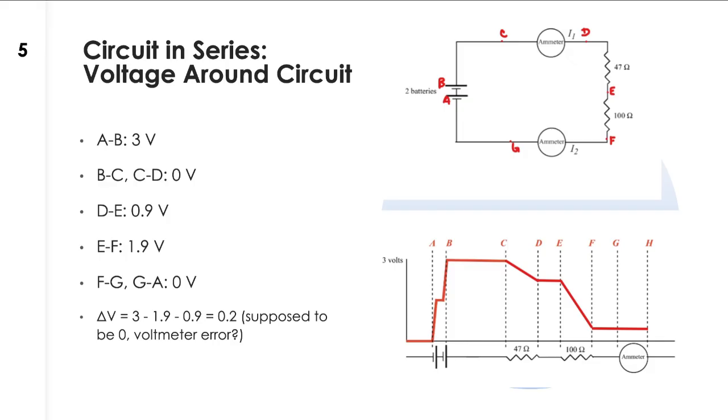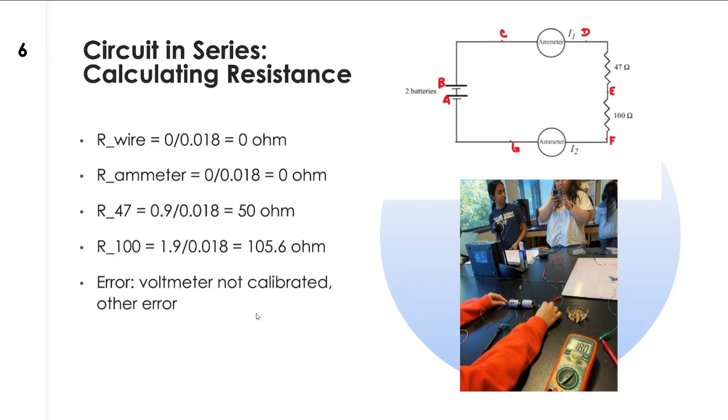When summing the total voltage difference across the loop, it was supposed to sum to 0, but it ended up summing to 0.2 volts. So likely there was a voltmeter calibration error, and this graph shows the potential differences across each circuit component. Then calculating the resistance of each of the components using the values for current and voltage we found earlier.